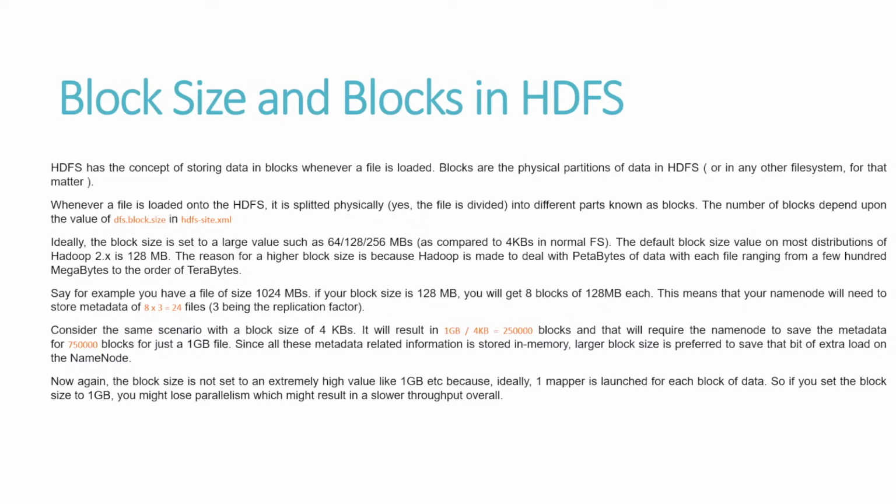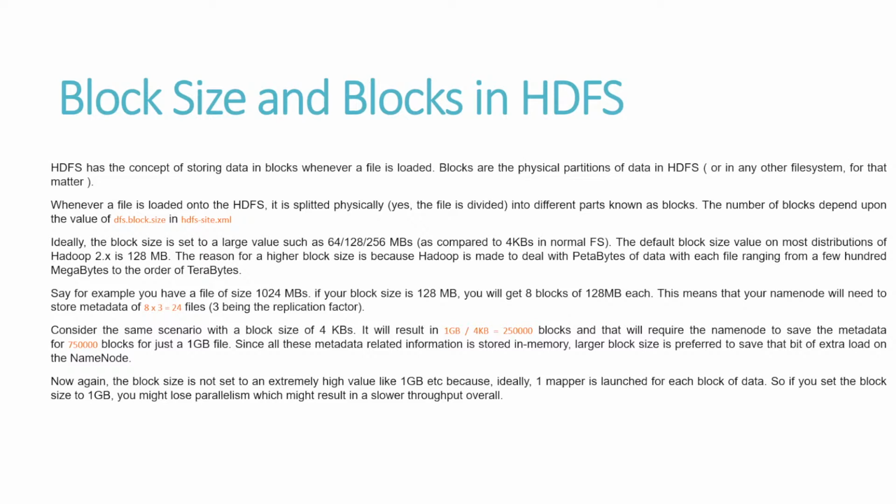Now again, at the same time, we don't want to set the block size as 1 GB or something like that, because for each block of data, there's one mapper that's launched. So for now, if you don't understand what a mapper is, it's kind of like one task that runs whenever you run a SQL query in Hive, or whenever you run a MapReduce job. The map job runs multiple tasks, one for each block of data.